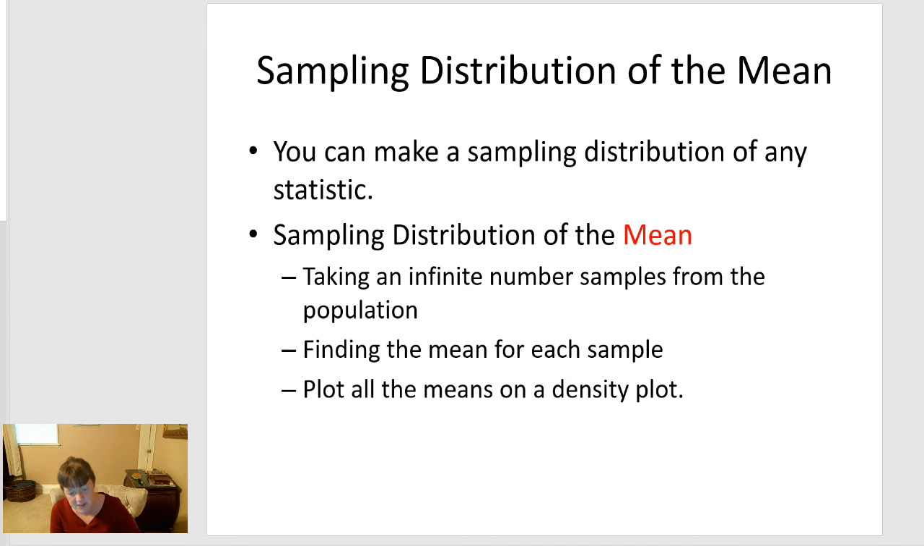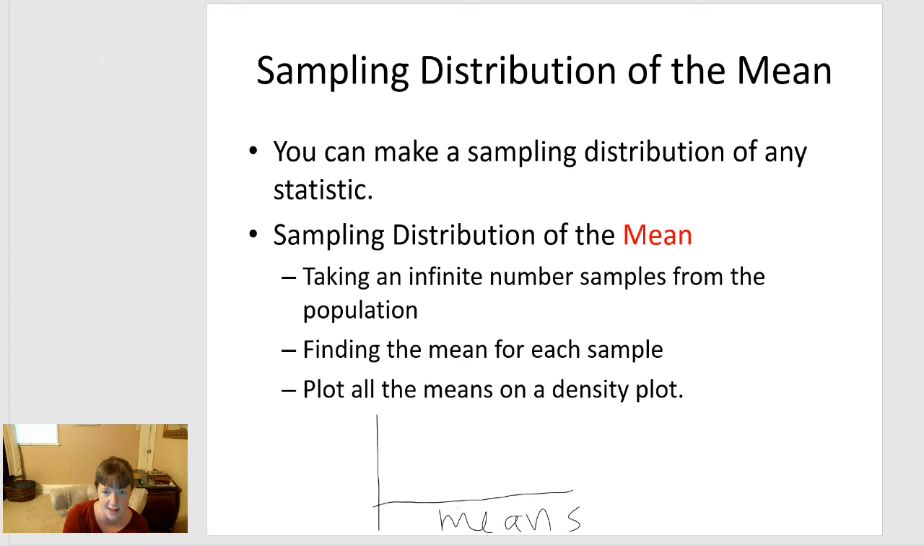So we take an infinite number of samples from the population. You're going to find the mean for every single sample. And then you're going to plot those infinite number of averages on a density plot. So now, down here on the x-axis are my means, my x-bars. The x-bars now are on the x-axis. And over here on the y-axis is still probability. And what you're saying is, okay, where are the means now? Turns out, averages are normally distributed. That is the idea behind a sampling distribution.